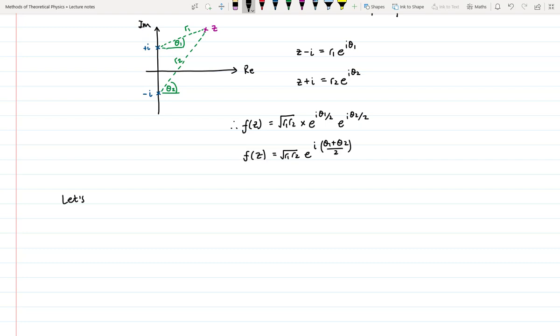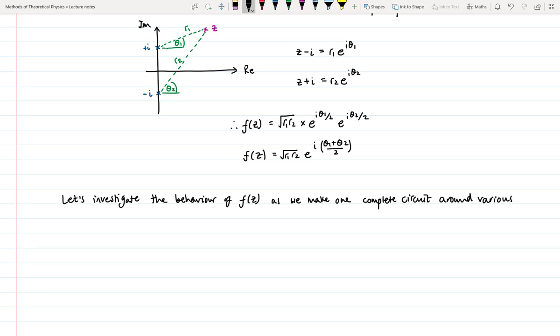Let's now investigate the behaviour of our function f of z as we make one complete circuit around various closed loops, which we'll call C in the complex plane. This is going to help us spot multi-valuedness.